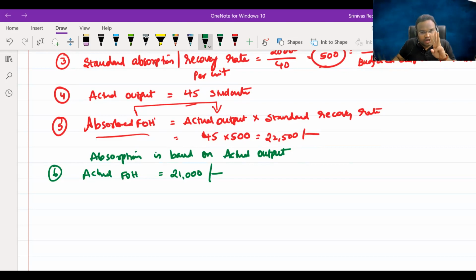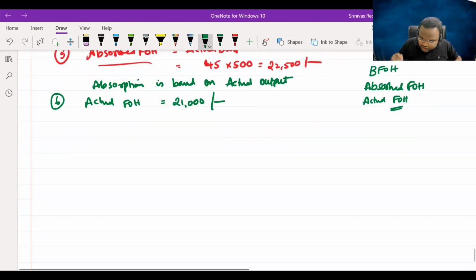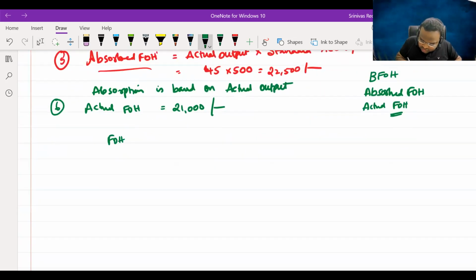Three types of fixed overhead I am explaining to you in this class. First one is budget fixed overhead, which is the estimation of your fixed cost. Second is absorbed fixed overhead. How will you get absorbed fixed overhead? Actual output multiplied by standard recovery rate. Third one is actual fixed overhead. What is fixed overhead cost variance now? Simple ones.